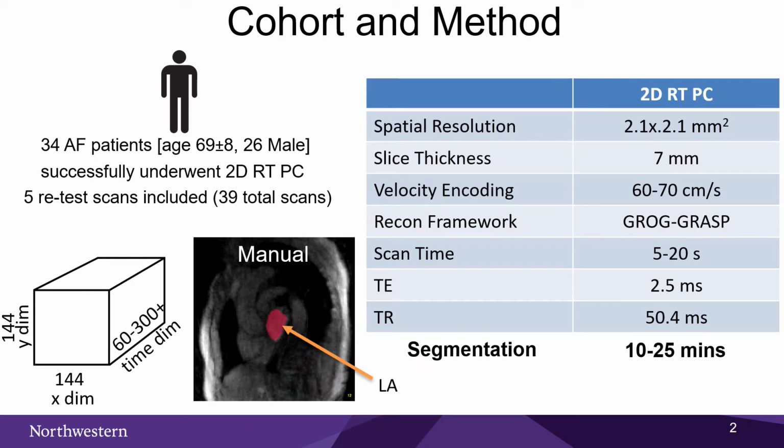Here is the cohort and acquisition methods used for this project, noting 34 patients and 39 total scans. Each scan was acquired for 5 to 20 seconds, yielding 60 to 360 frames of data per patient. Notably, it took 10 to 25 minutes to generate a segmentation via a manually driven processing tool for each patient.